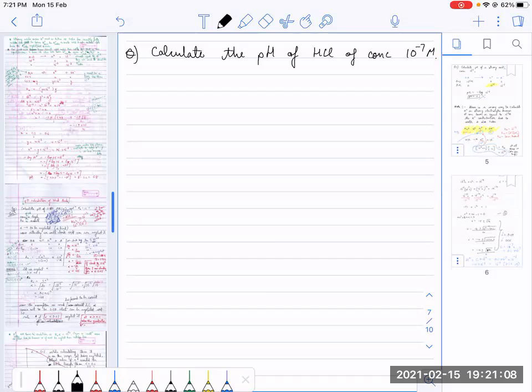Actually, it is 2 into 10 to the power minus 7. Yeah, around about that log. Yes, it is correct. Would you like to show your calculation?